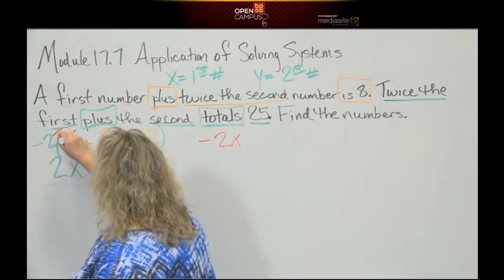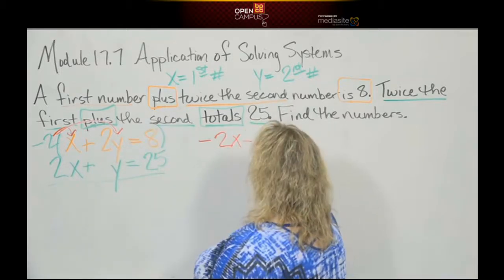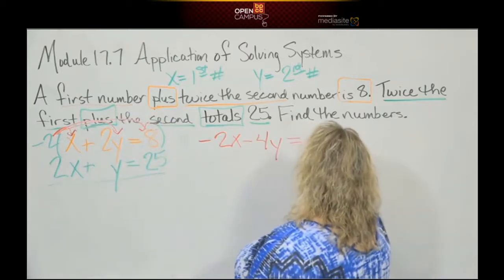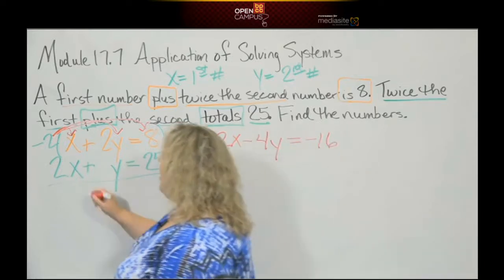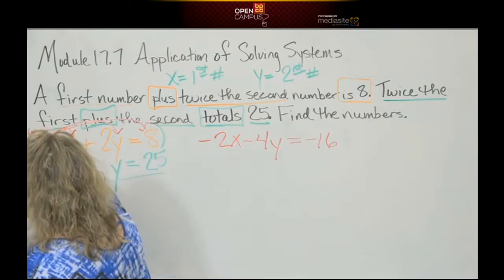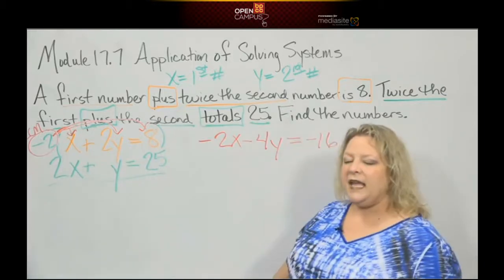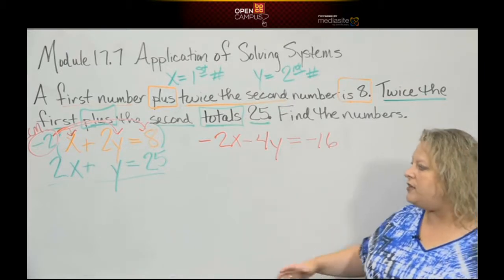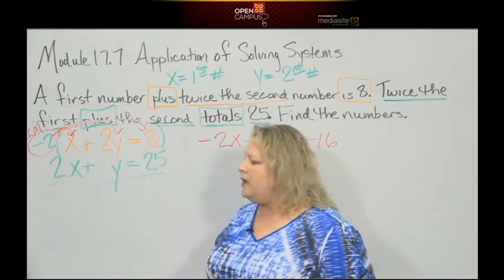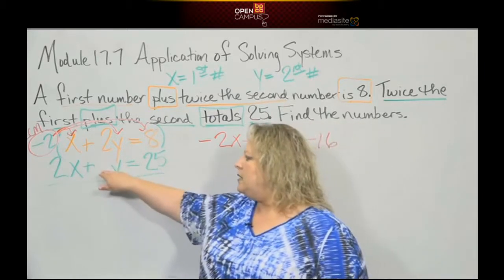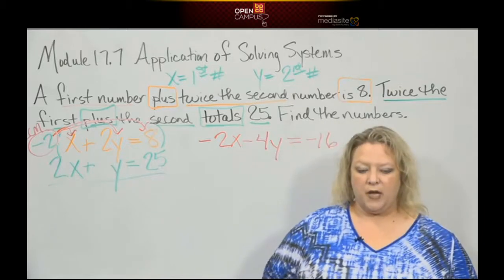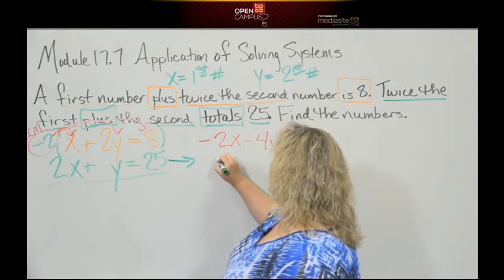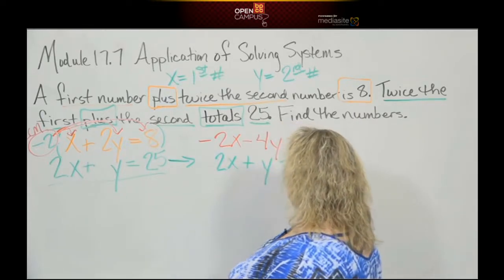So let's do that. I'm going to say negative 2 times 2y gives me negative 4y, equals negative 2 times 8 gives me negative 16. So I used my least common multiple rule right here so that I can get rid of my x values. Now, could I have gotten rid of my y values? Yes. If I wanted to eliminate y, I would have used negative 2 as well, but I would have done the bottom equation instead of the top. So now let's write this equation exactly the way it is. I'm not changing a thing. 2x plus y is equal to 25.